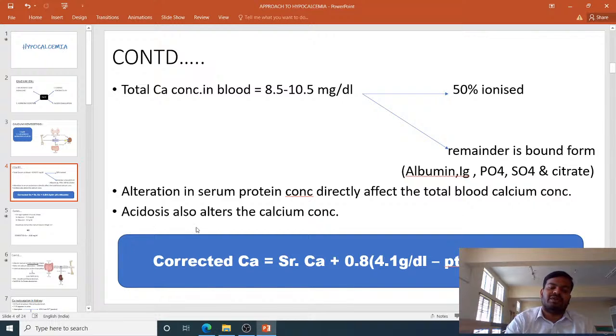Acidosis also alters the calcium concentration. You should be remembering this. If the patient is acidotic, in metabolic acidosis, then you should be calculating the corrected calcium.